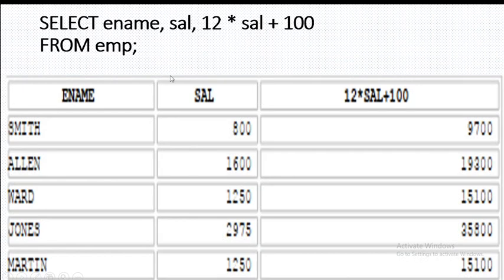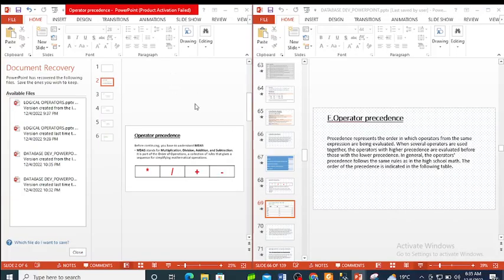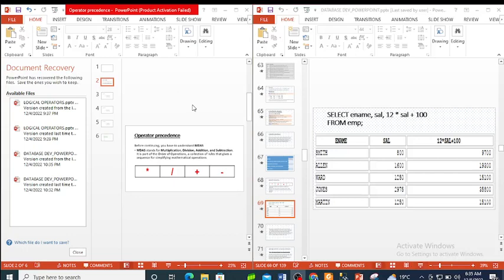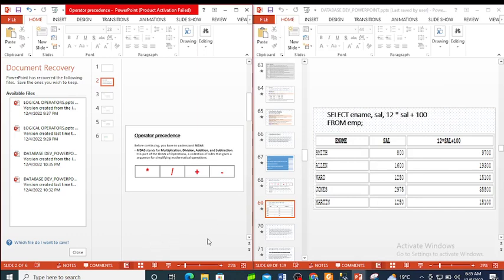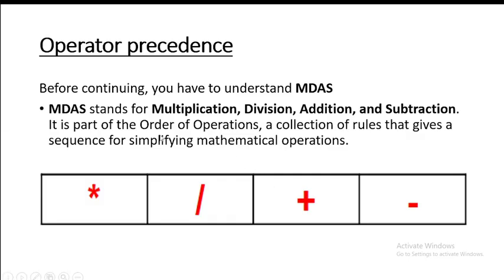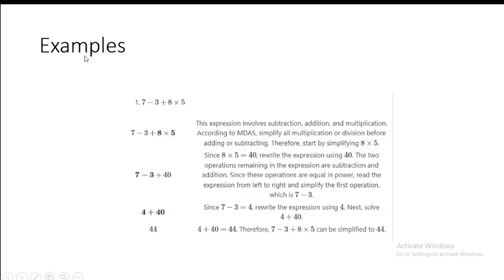So now we are going to study mathematics. Before we continue, let's come here, remind ourselves some mathematics. So we said MDAS stands for multiplication, division, addition, and subtraction. It is a part of the order of operations, a collection of rules that gives a sequence for simplifying mathematical operations. Here, let's look at some examples.